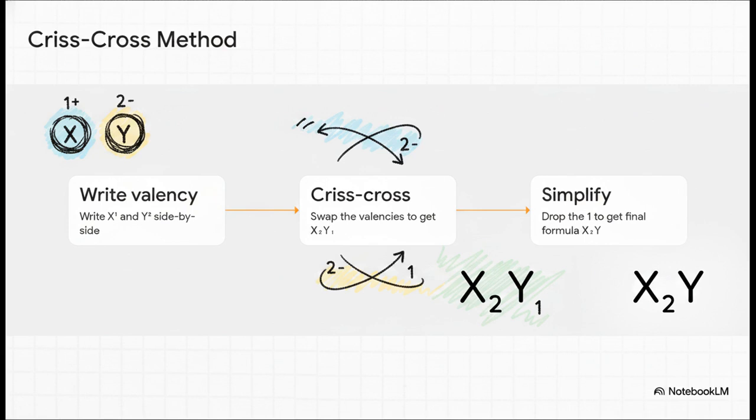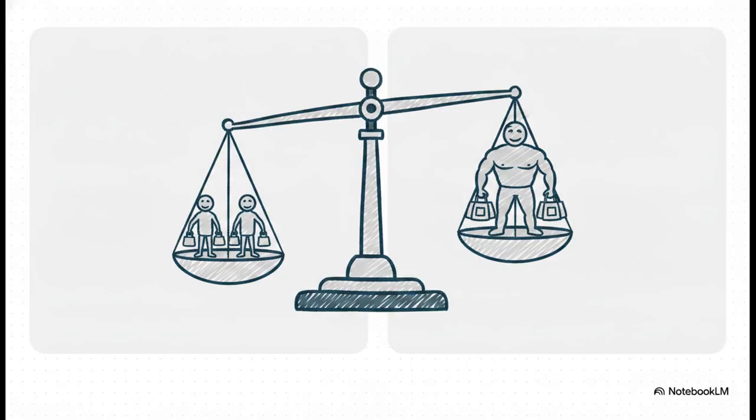That gives us X₂Y₁. But hold on, look closely at step 3. In standard chemistry conventions, you know we never actually write a subscript of 1 in our formulas, right? It's always just implied. So we simply drop that 1, leaving us with our clean, final formula, X₂Y. Now you might be wondering, why does this ratio work out so perfectly?